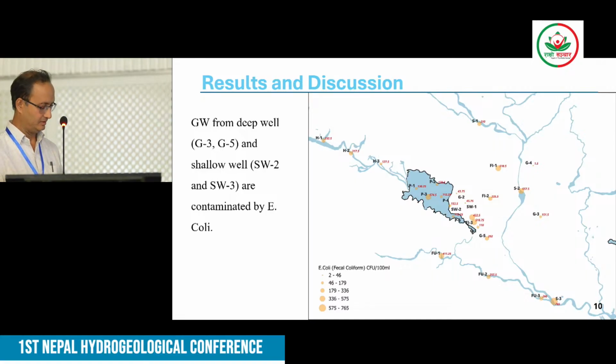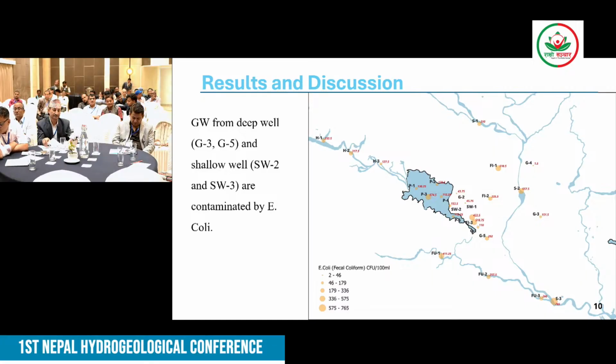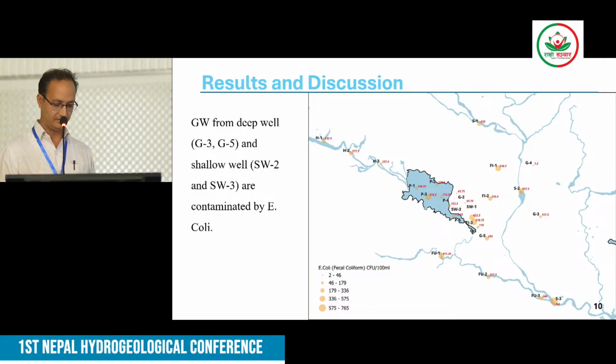So here I used the contamination, mainly the groundwater locations G3, G5, and the shallow waters, they are mainly contaminated with E. coli. So I'm highlighting the groundwater pollution from the microbial contamination.